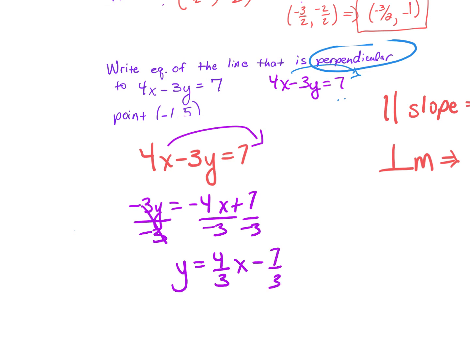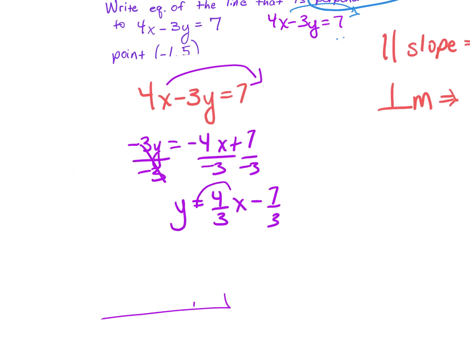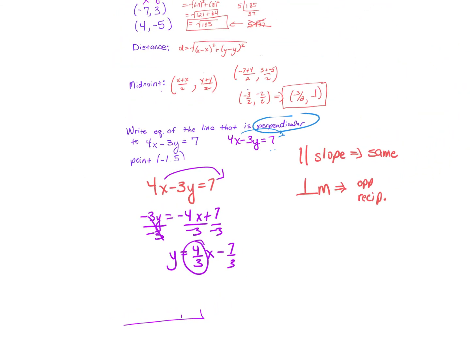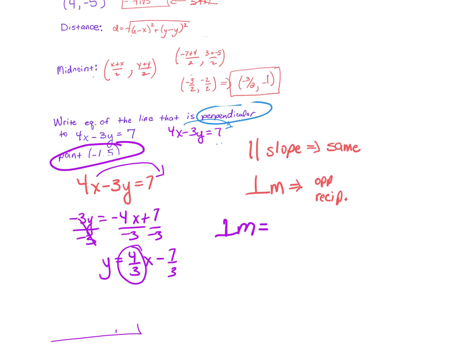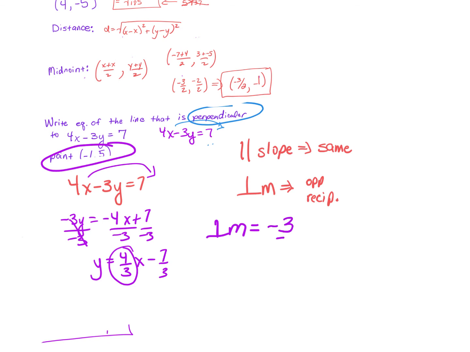Does that minus 7/3 mean anything to us? Yes or no? No. All I care about is that the slope of this line is 4/3. They want me to write a line through this point, negative 1, 5. That is what to this line? Perpendicular. So the perpendicular slope to 4/3 would be what? Negative 3/4. And the point that they gave me is negative 1, 5. This is the information you need to write the equation of your line in slope-intercept form.